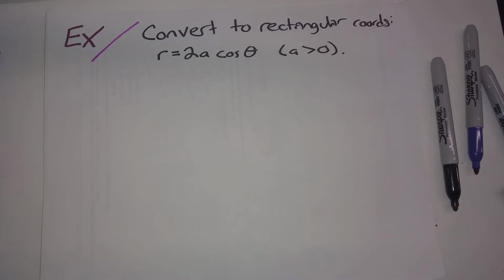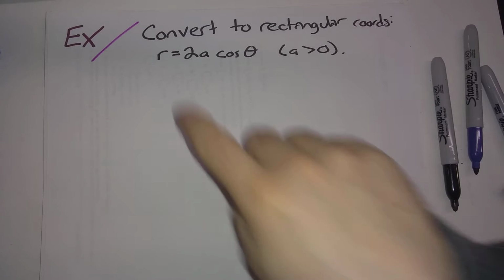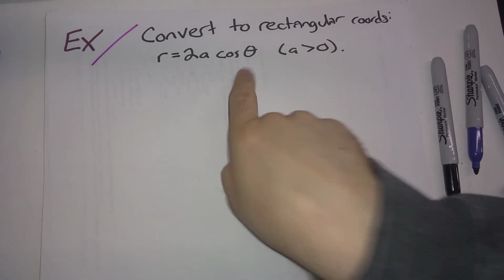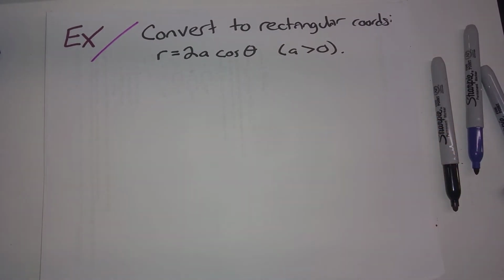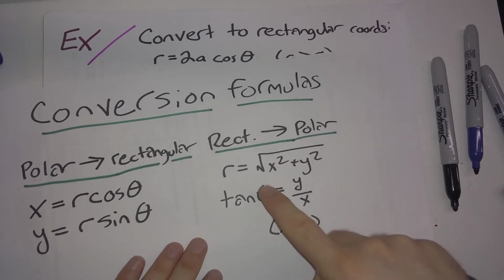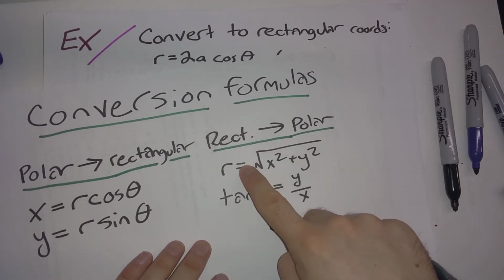Let's convert a curve from polar coordinates to rectangular coordinates. So we have r written as a function of theta. Let's write this in terms of x's and y's. So r is 2a cosine theta. To convert back, we have information about r and theta here.